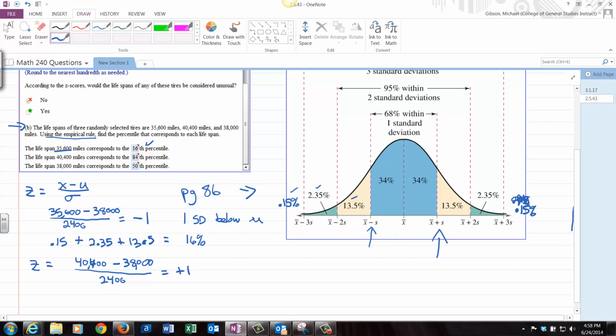Well, one way, you could do what we just did. You could do this 0.15 plus 2.35 plus 13.5 plus 34 plus 34. That'll get you the right answer. But notice the mean is sitting right here, right? The mean's in the middle. It's sitting at 50%. Okay? We need to be at plus 1. So 50% plus, what's between plus 1 and 50 is this area right here. 34% equals 84%. And like I said, if you wanted to, you could add up all the pieces to the left and you get the same answer. All right, I think that'll do it. You can try the last bit for 38,000 on your own.